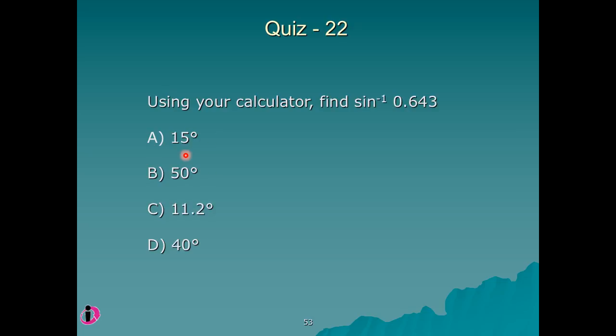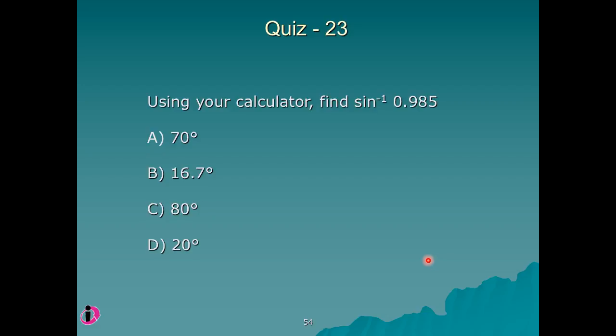Let's try some inverse functions. You should have an inverse function, okay? So select the inverse function and then enter that number, 0.643, and see how much it is. 40 degrees. Did you all find 40? When you select the inverse function, most likely you have to select the second and then that bottom, right? Okay, so the right answer is 40 degrees.